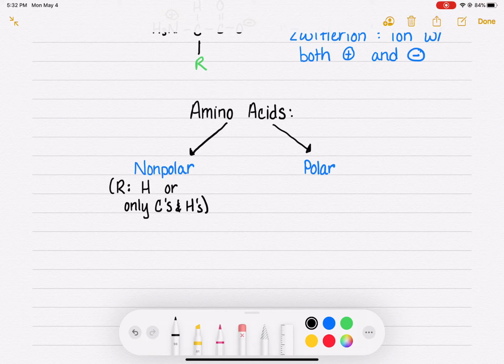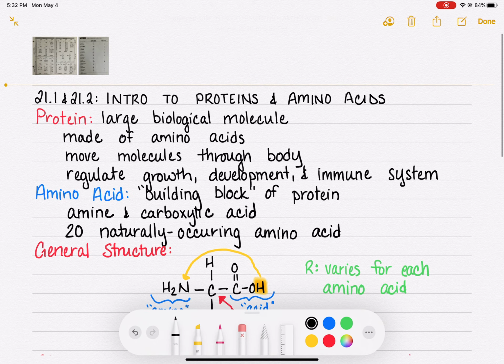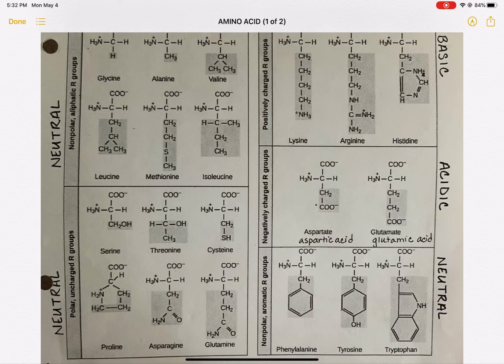And a polar amino acid is one with an R group that has something other than carbon and hydrogen, an oxygen, a nitrogen, or a sulfur. So let's go back to that flow chart again and let's look at some of these amino acids. So we can see here the amino acid up here, lysine, this guy right here. If we're just focusing on the R group, there's a nitrogen atom right there, which makes it polar.